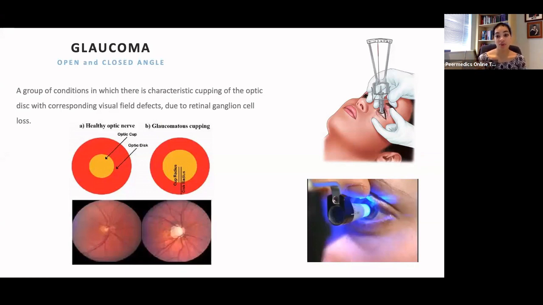So 10 to 21 millimeters of mercury is usually an acceptable amount of pressure. It's the normal range for pressure in the eye. Anything more than that and you're worrying about glaucoma.